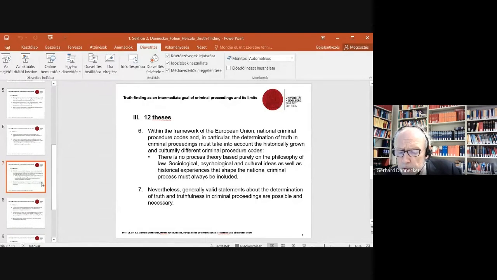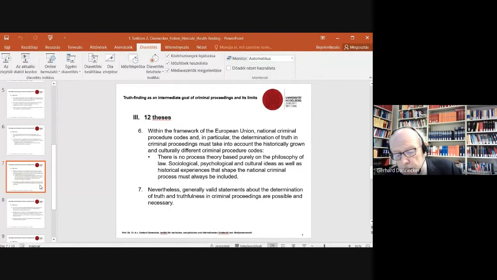It is questionable to develop a process theory based purely on legal philosophy, as Luis Greco, a colleague in Germany from Berlin, seeks to do in his postdoctoral thesis. When the criminal process is shaped by psychological, sociological, and cultural circumstances, as well as historical outcomes, these influences must be incorporated into a criminal process theory.